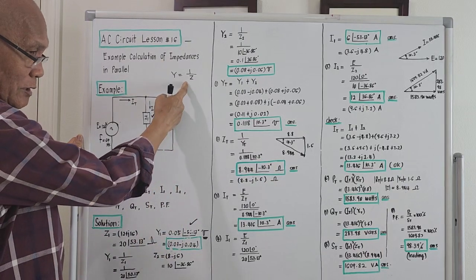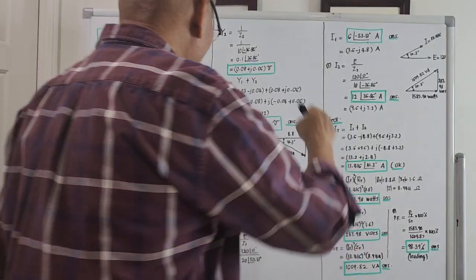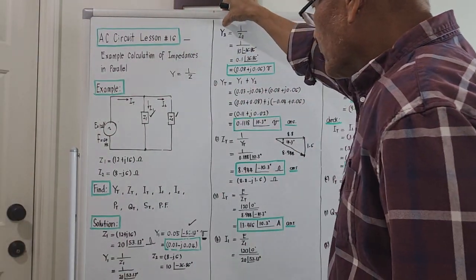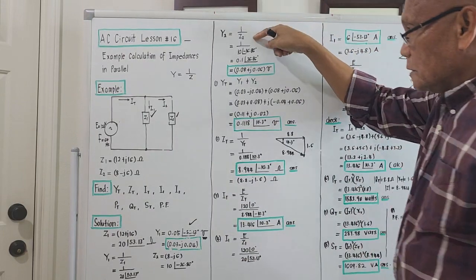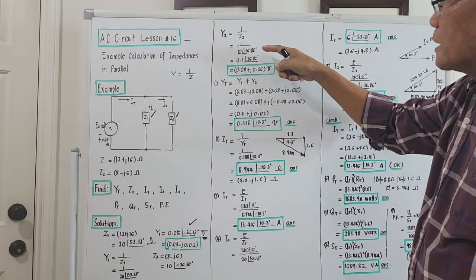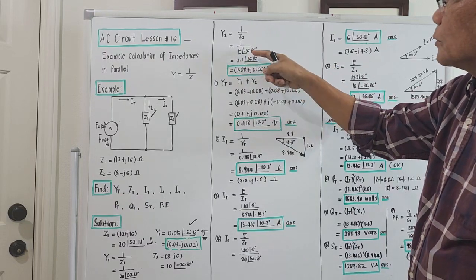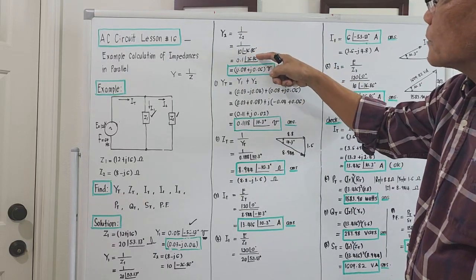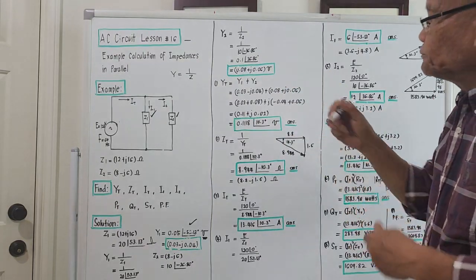So again, by using this, we could compute for Y2, by using the formula, admittance number 2. The admittance equivalent of this impedance will be 1 over C2. This is 1 over 10 angle negative 36.86 degrees. 1 over 10 will be 0.1. We bring this up, so this should now be 36.86 degrees. Converting this to rectangular.